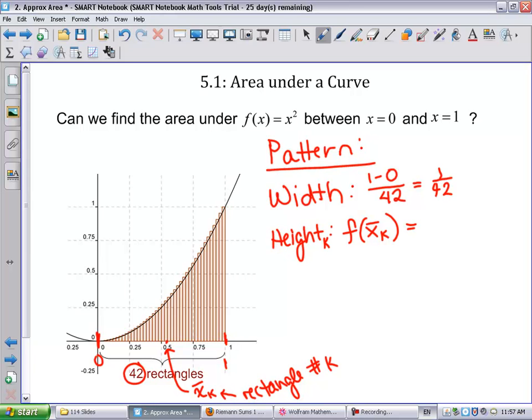So in this case, since our function is x squared, it would be x bar k squared. And so that would mean the area for each rectangle would be 1/42 times x bar k squared. As you can see, x bar k is going to be a different number for each rectangle. So we really can't go much farther than this without pulling out a calculator and writing down 42 different numbers we want to add up, or coming up with a more mathematical notation, which is what we're going to do here in a minute. That's going to enable us to get here quicker.